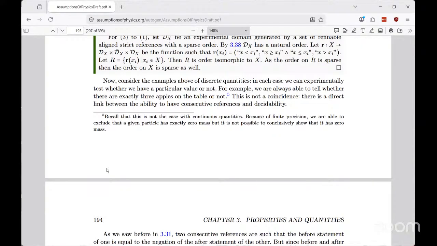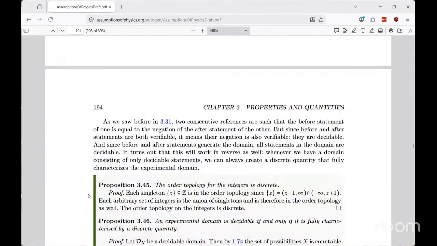Recall this is the case for continuous quantities, and we're talking about being able to tell whether there is a particular number of things or not. Because of finite precision, we're able to exclude that a given particle has exactly 0 mass, but it is not possible to conclusively show that it has 0 mass.